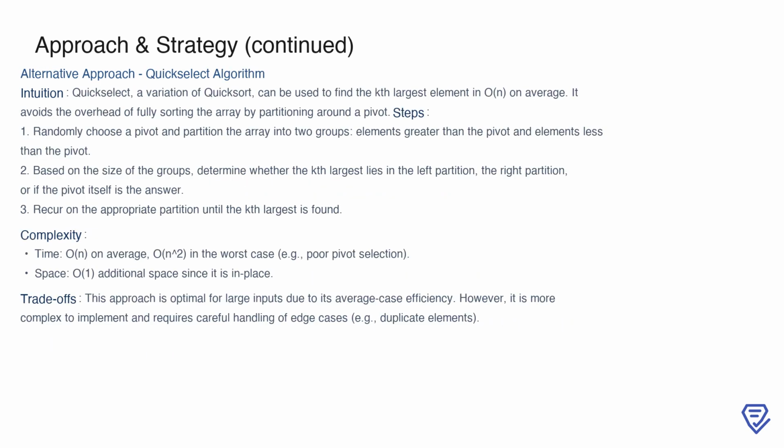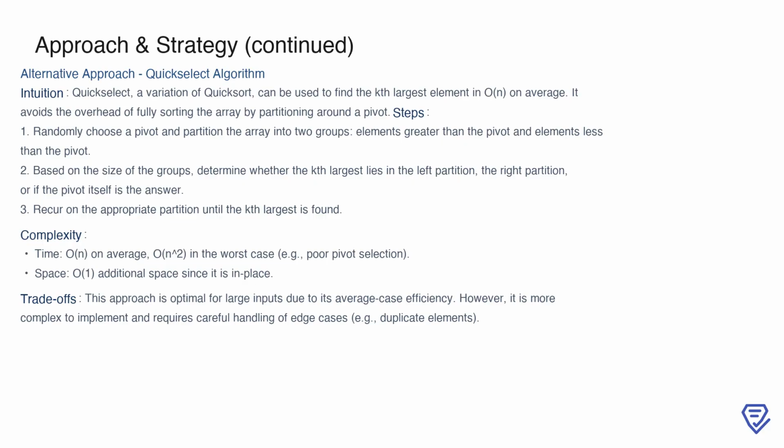Another viable method is the quick select algorithm, which is a variation of quicksort. This approach avoids the overhead of fully sorting the array by leveraging partitioning around a pivot. The process begins by randomly selecting a pivot and dividing the array into two groups, elements greater than the pivot and elements less than the pivot.